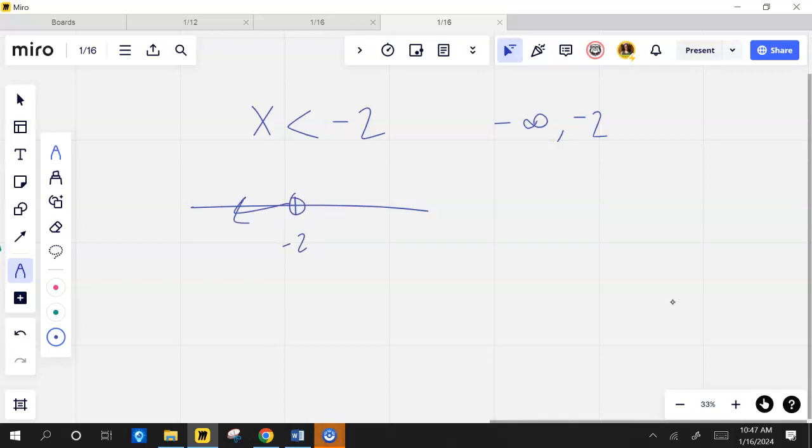Do I get a bracket or a parenthesis on the infinity? Parenthesis. They're both parentheses. That's exactly right.